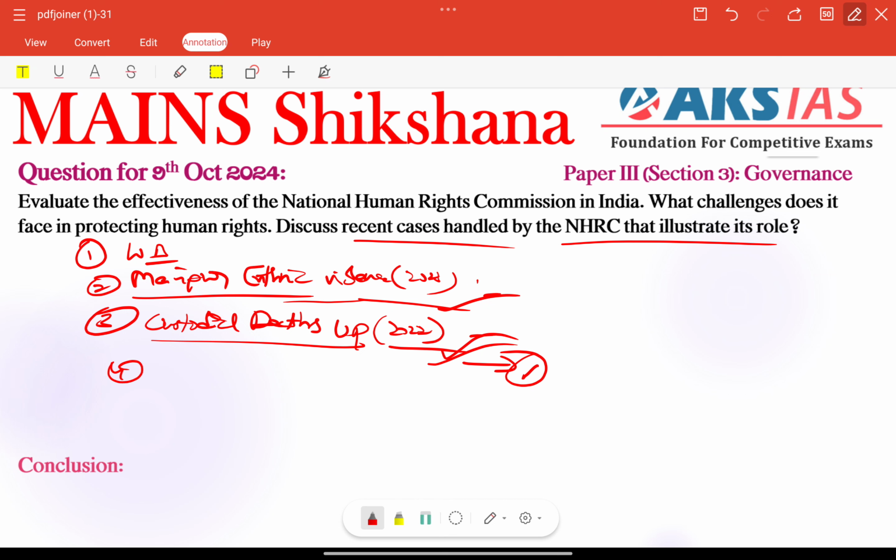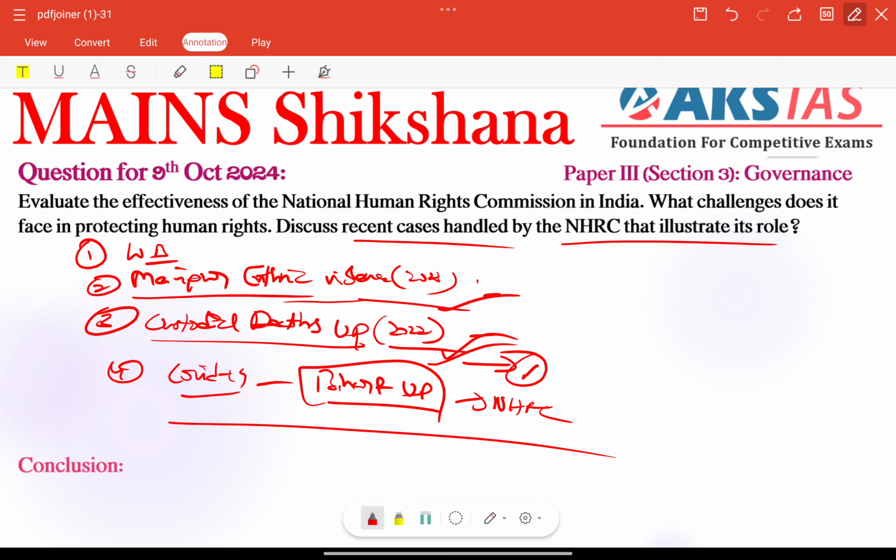Next, we have the deaths of migrant workers during COVID-19, which we can also include here, because NHRC sought reports from state governments regarding the plight of migrant workers during the lockdown, especially states like Bihar, and also Uttar Pradesh, which implemented compensation schemes and improved migrant welfare facilities because of NHRC, right? So these are the very important recent cases handled by NHRC, right?